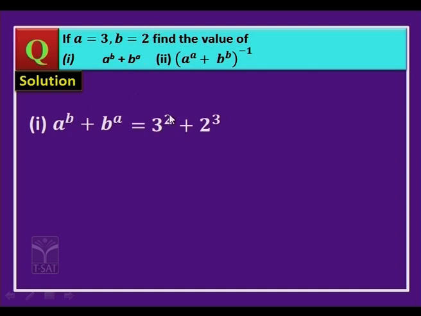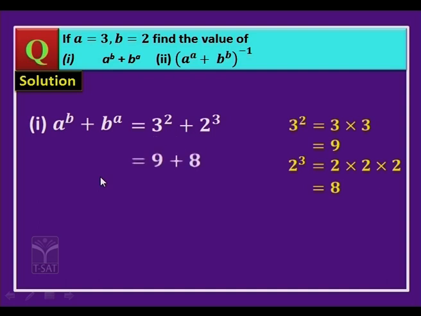So, I am writing a power 2 plus b is 2. So, 2 raised to the power of a, that is 3. So, we get 3 square plus 2 cube. Now, what is 3 square, children? Yes, 3 into 3, which is 9. And what about 2 cube, children? 2 into 2 into 2, which is 8.